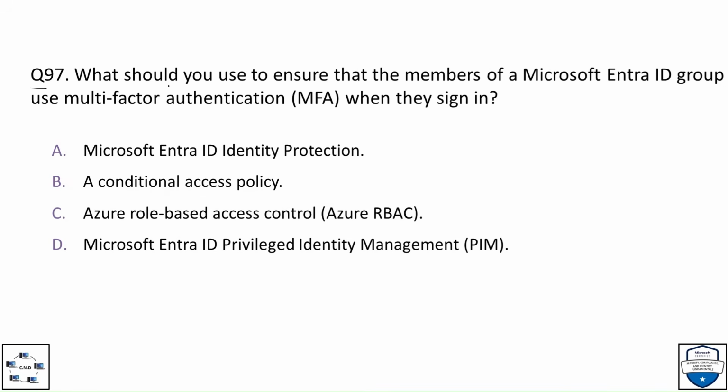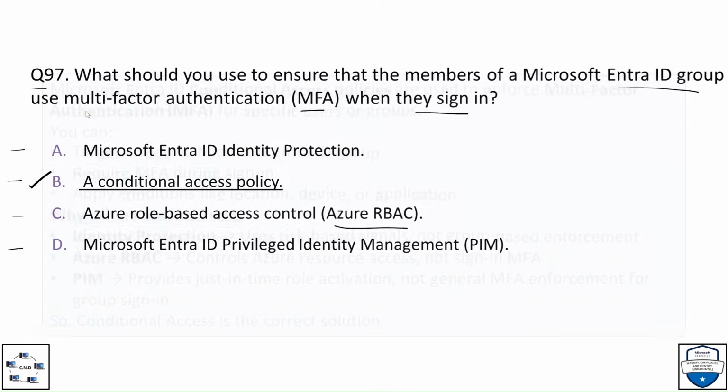Question number 97. What should you use to ensure that the members of a Microsoft Entra ID group use multi-factor authentication, MFA, when they sign in? Option A, Microsoft Entra ID Identity Protection. Option B, a conditional access policy. Option C, Azure role-based access control, that is Azure RBAC. And option D, Microsoft Entra ID Privileged Identity Management, or PIM. And the correct option is option B, a conditional access policy.